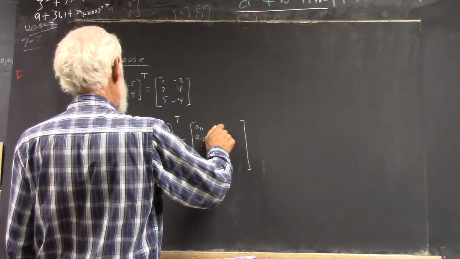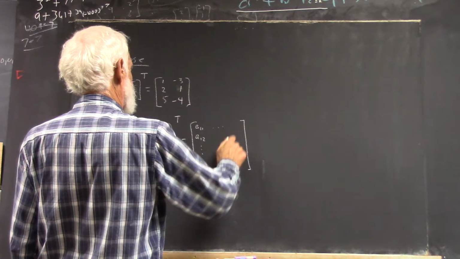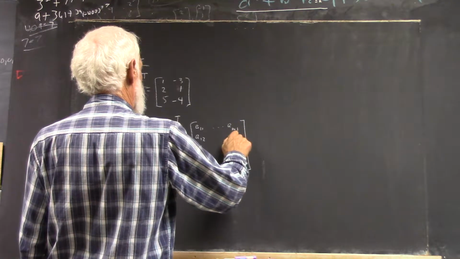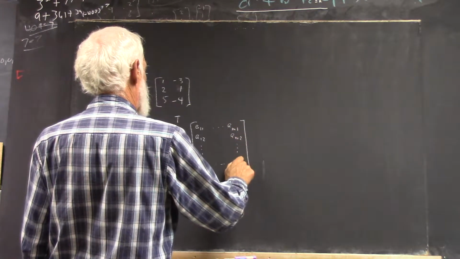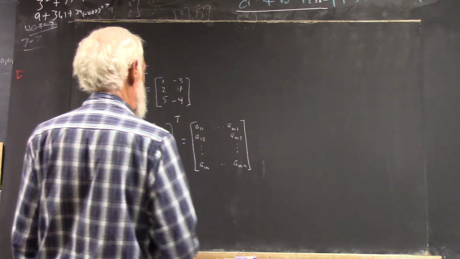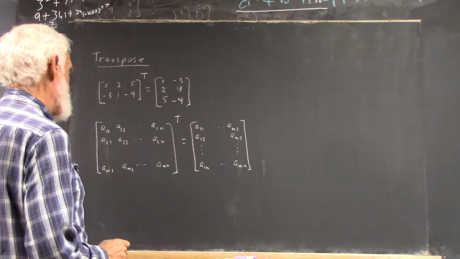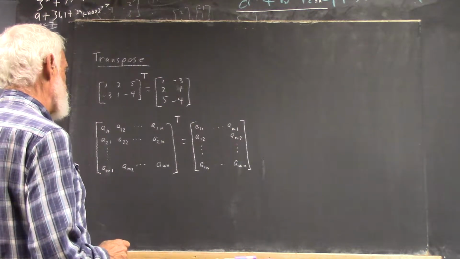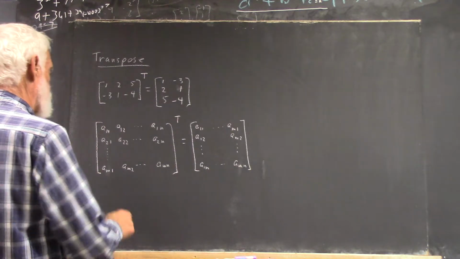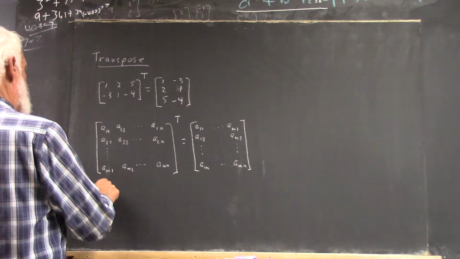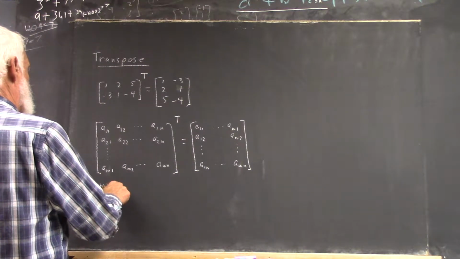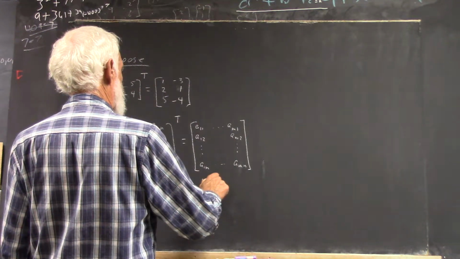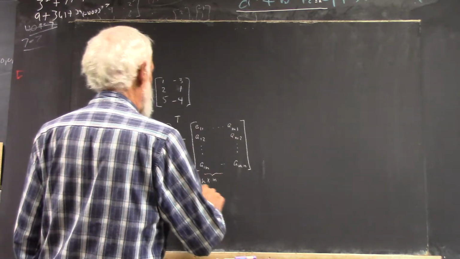We've kind of abbreviated once we get used to it. Okay. So this is m by n, this is n by m. Okay?